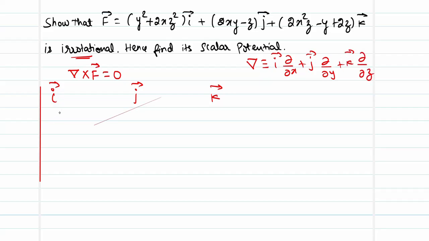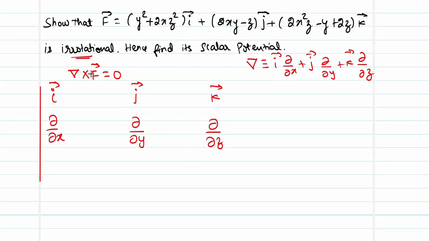Now what is the i component of it? This is going to be ∂/∂x. So under i, write ∂/∂x. Under j, write your j component. What is the j component over here? It is ∂/∂y. And the last one is my k component, ∂/∂z.